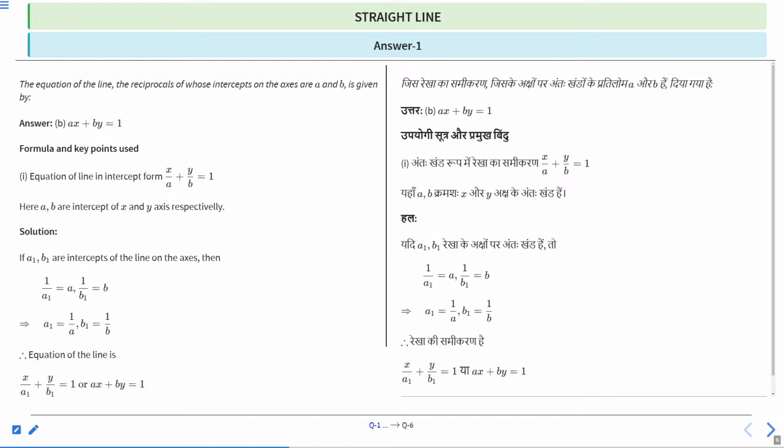So therefore the equation of the line is x by a1 plus y by b1 is equal to 1, right? Or ax plus by is equal to 1. Got it? Therefore the equation of the required line will be ax plus by is equal to 1, and so option B is the right choice. Okay, so let's move to the next question.